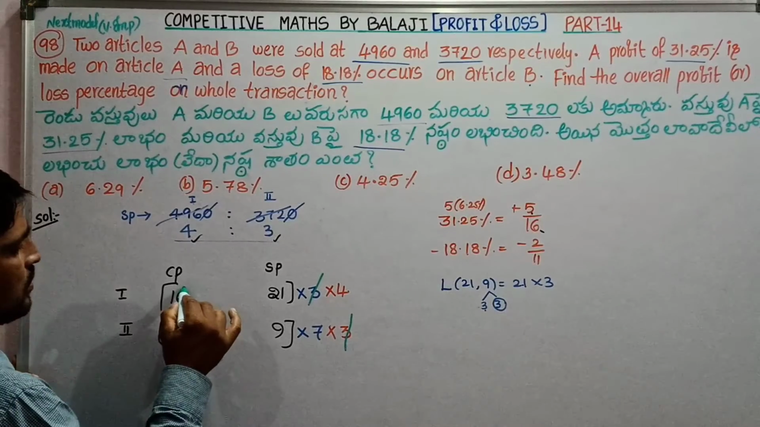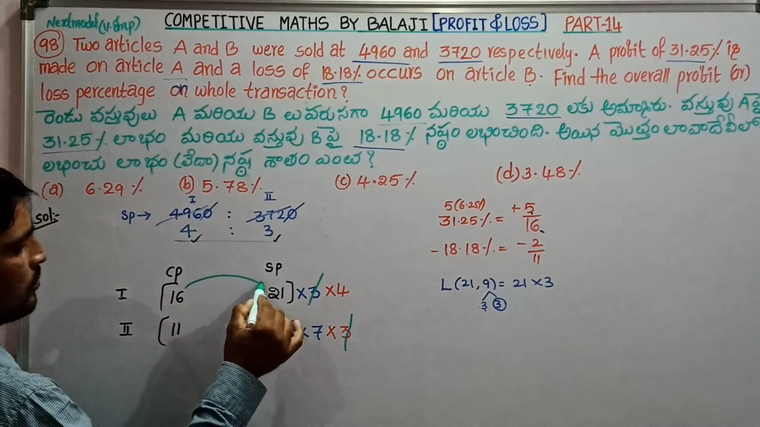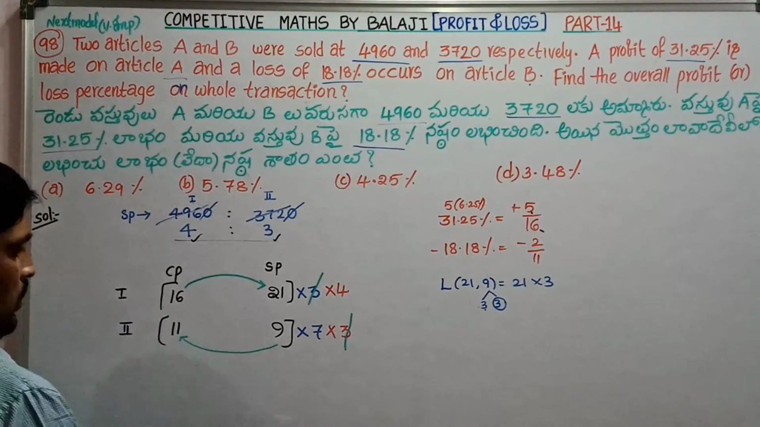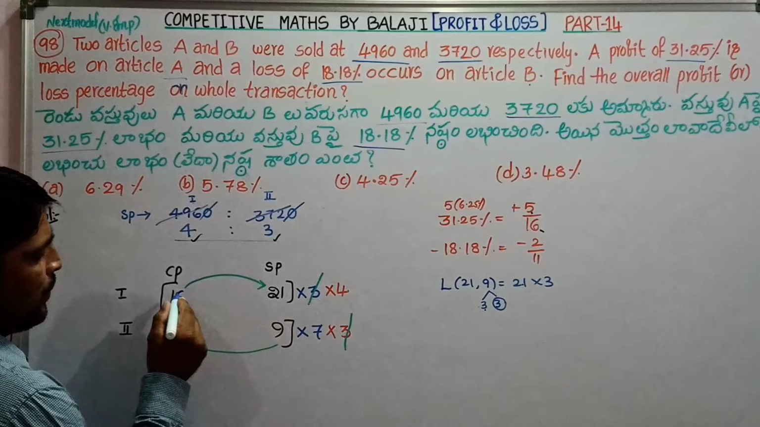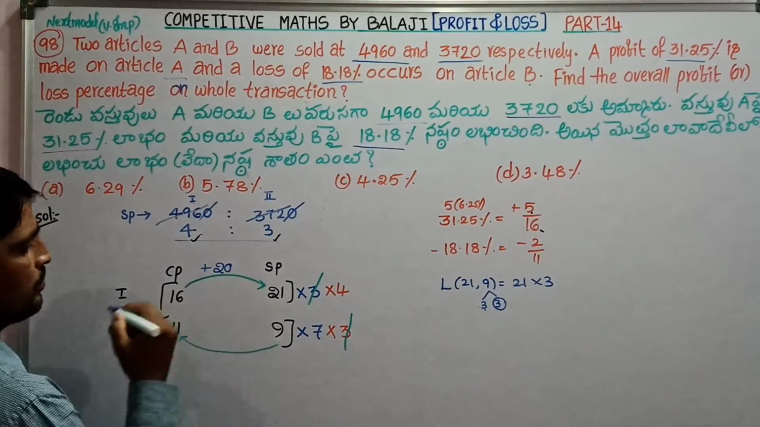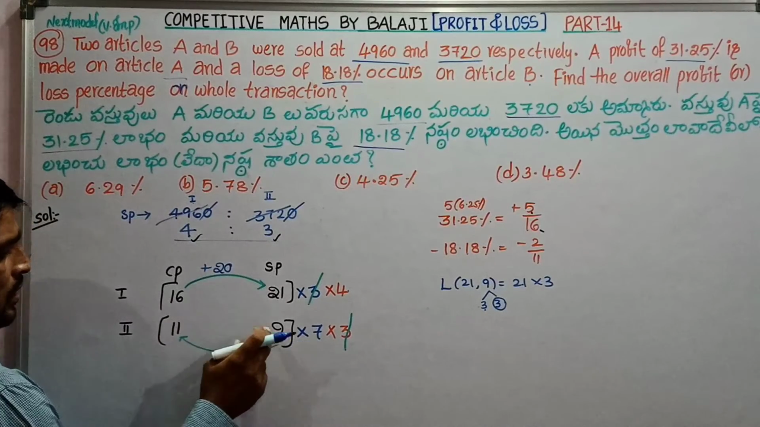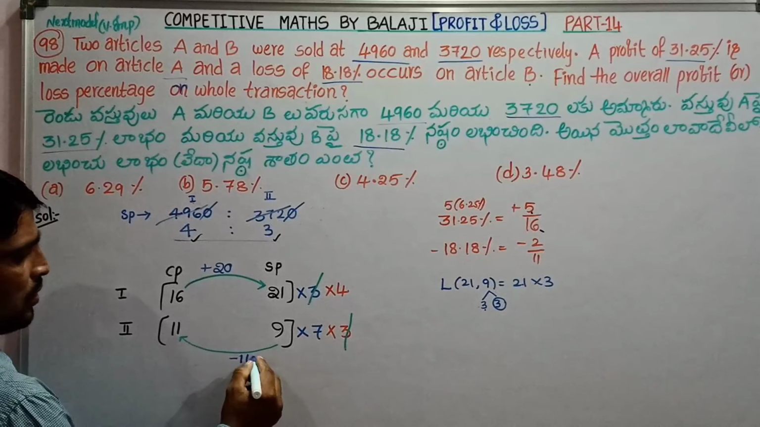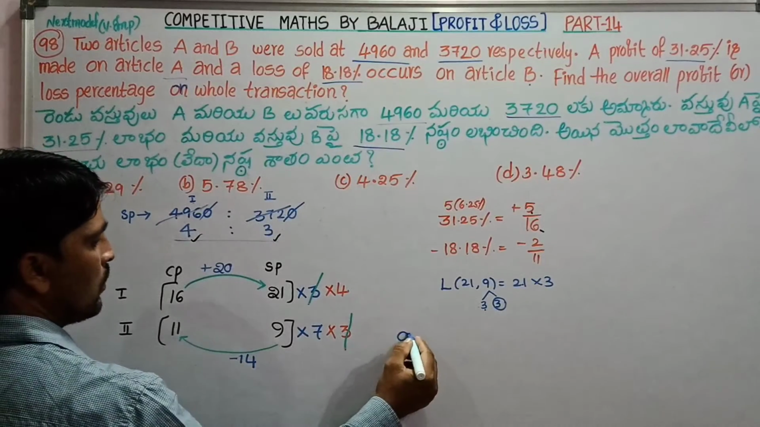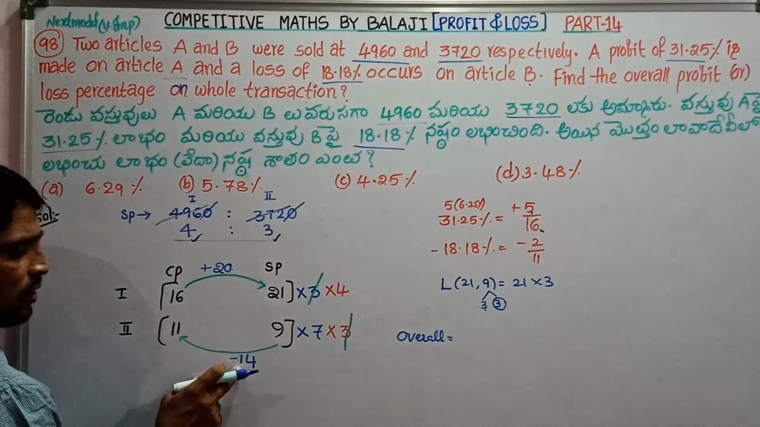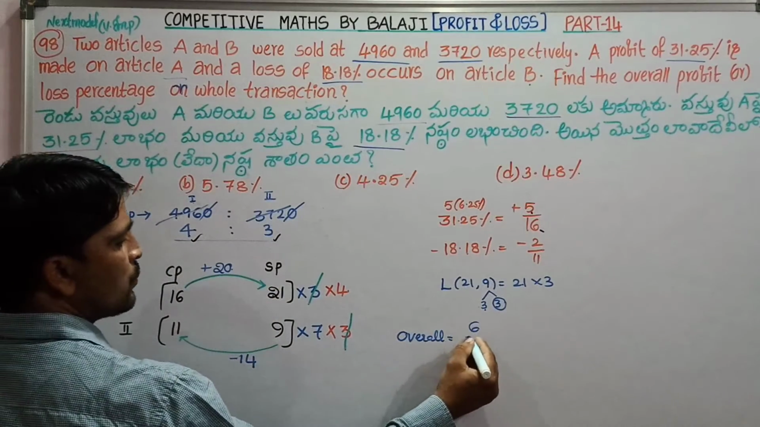See the profit here, and here we have loss. Now profit is 21 minus 16, 5 units, 5 into 4, 20 units is profit. Loss is 9 minus 11, minus 2, 7 of minus 2, minus 14 is loss. Overall, there is a profit as profit is more than the loss, that is 6 units over.